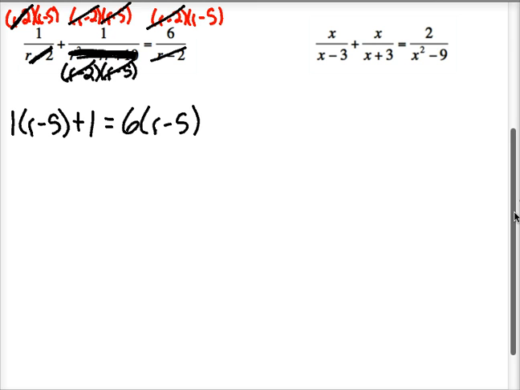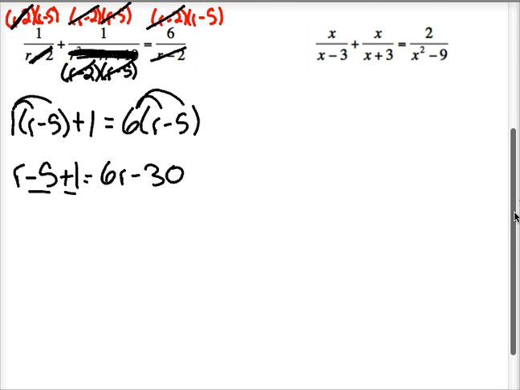Now I've completely eliminated the denominators, so now all I have to do is solve this linear equation. So distribute the 1: r minus 5 plus 1 equals, now I distribute my 6, 6r minus 30. So when I combine like terms on this side, negative 5 plus 1 gives me a minus 4.